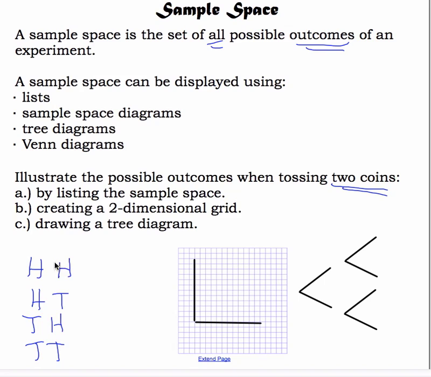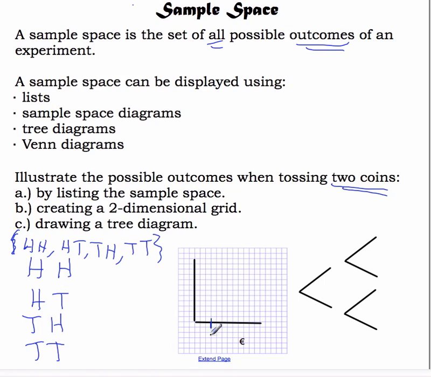So here's a sample space, a list. You could write it out horizontally too with set notation as well, like this. So that's a sample space and the size is 4, right? Next we're going to look at the sample space diagram here.